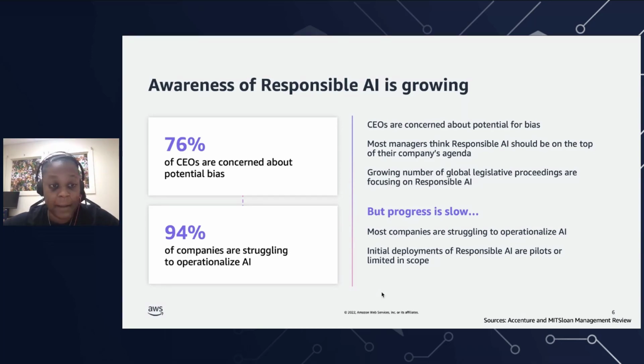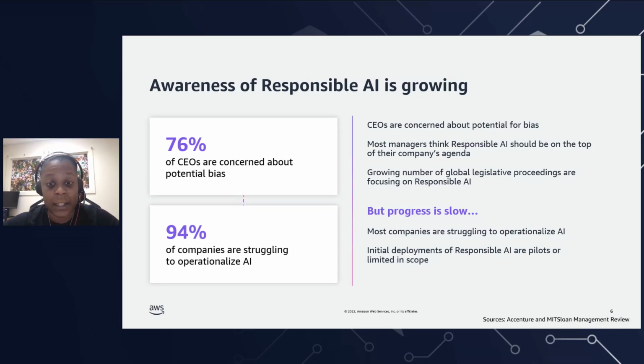94% of companies are struggling to operationalize AI. So progress is somewhat slow there. And to really think about it, if it's not been done before, it really takes time and attention and effort. And the proper amount of resources should be allocated to actually operationalize it. So these are things that we deal with and work with our customers on a daily basis.